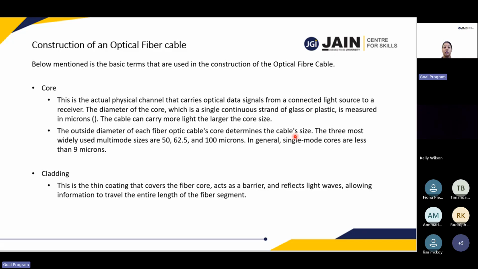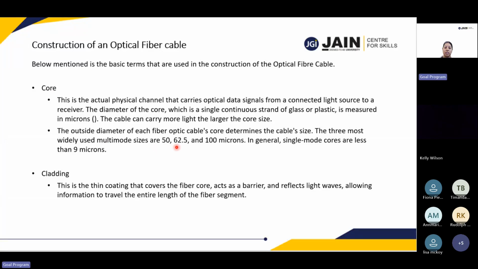The three most widely used multi-mode sizes are for multi-mode, for short distance communication. That is what they are saying. The core which is used in the multi-mode: there are multi-mode sizes over here.